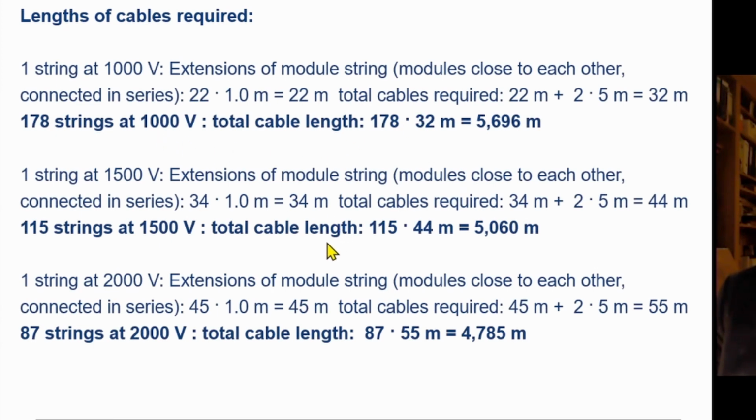If we go to 1500 volts, then we have a lower number of strings, but while we have more modules there, we have to consider more cable here. So it's reduced, but not really very much reduced, about 10-12%. And if we go to 2000 volts, same issue. We have more modules in the strings and fewer strings, where we have only 87 strings times 55 meters, 45 meters plus 10 meters. So altogether we have about 4.785 kilometers of cables.